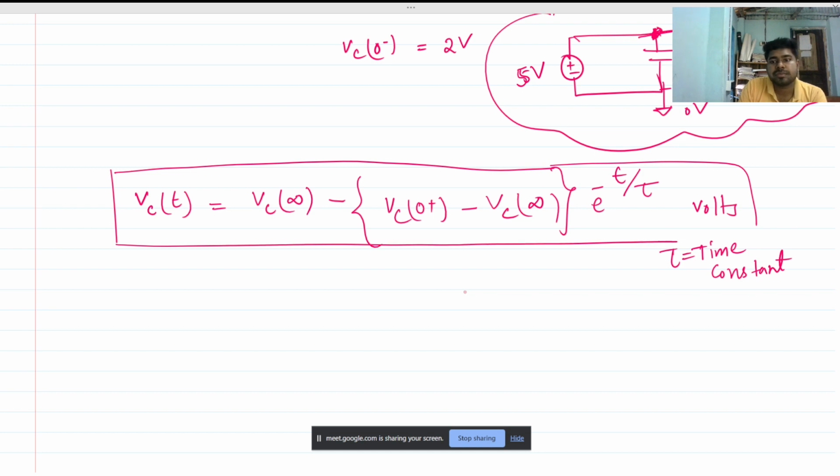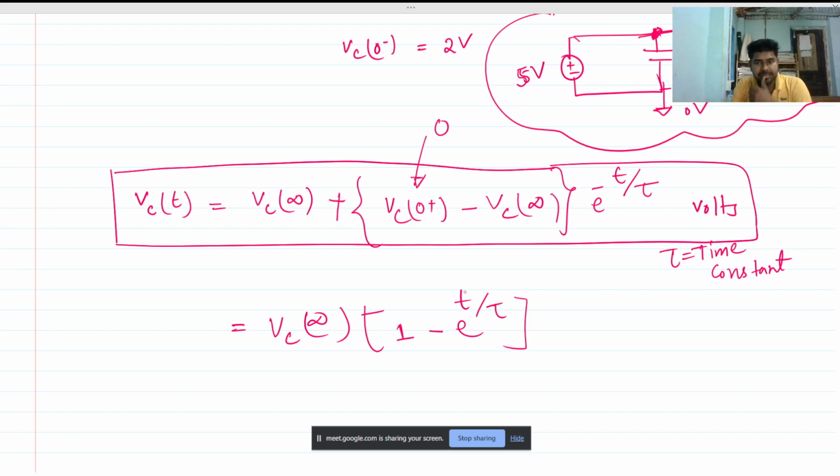Now if the initial condition is 0, what will the equation be? This will be plus. So Vc of infinity is common, and this will be 1 minus e power minus t by tau. This is the equation if our initial condition is 0.